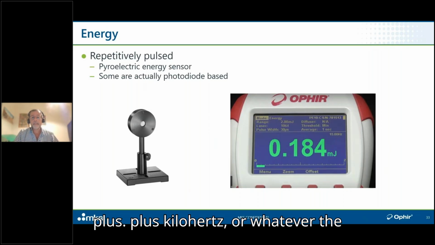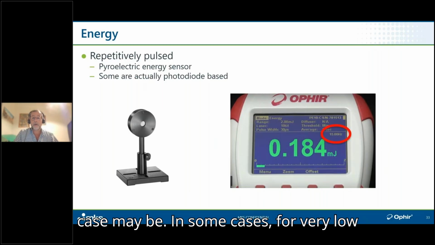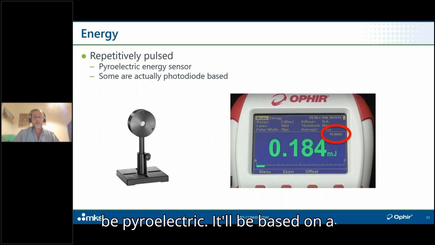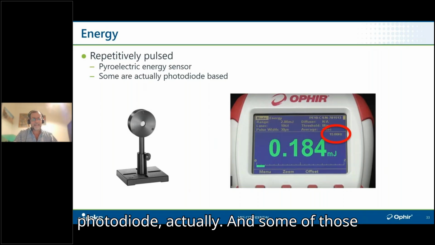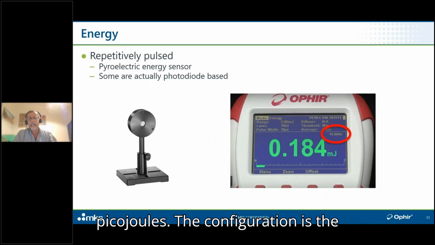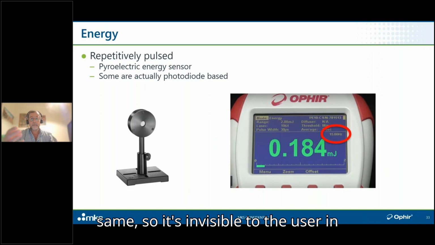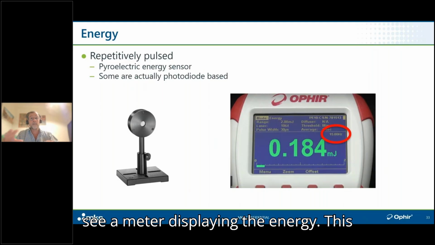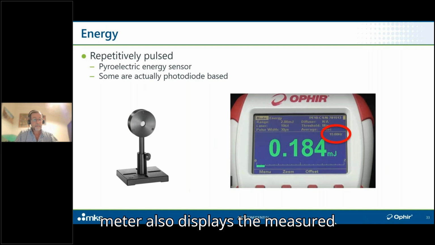And here you see a meter displaying the energy. This meter also displays the measured pulse repetition rate. So if you see that the energy that you're getting doesn't make sense, it's not what you were expecting, and you notice that the displayed pulse repetition frequency is very, very jumpy, that's probably a good indicator that what you're measuring is noise and not actual pulses.